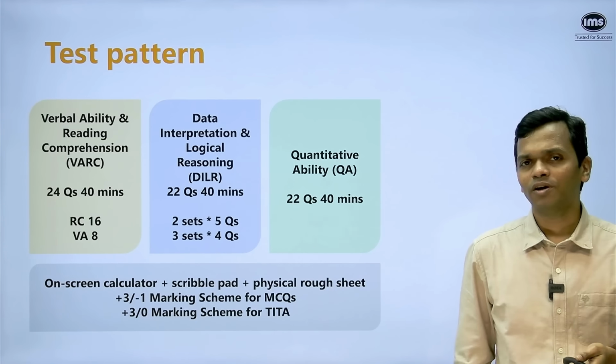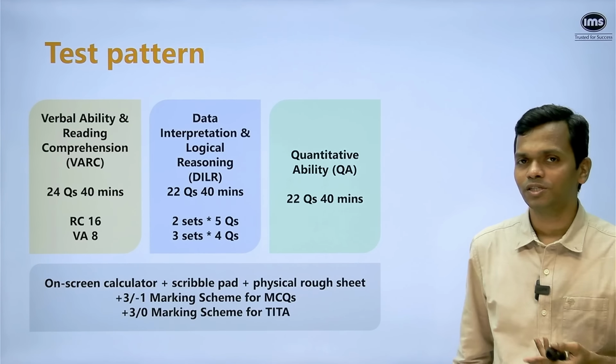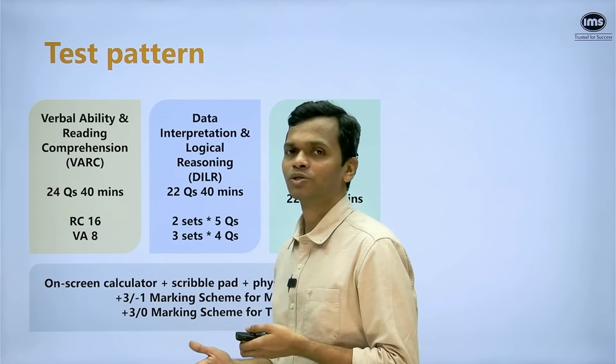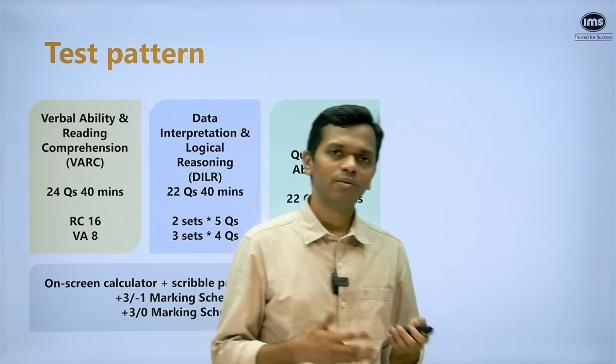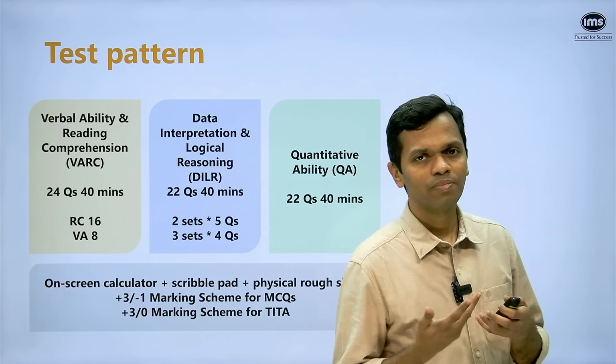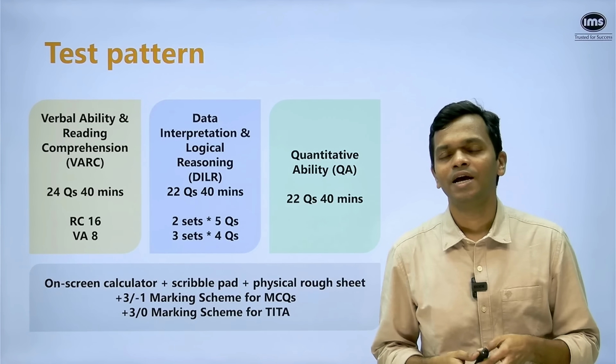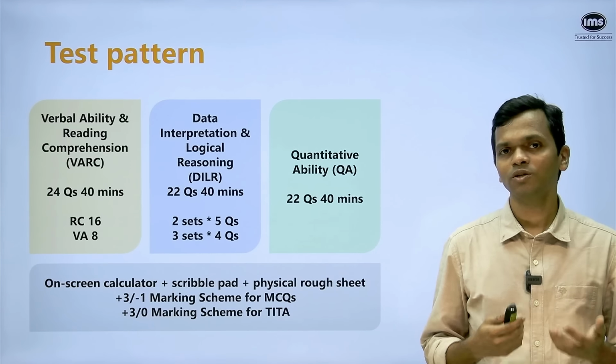Now, the marking scheme for CAT: there are two types of questions. First is the multiple choice questions, which is MCQs. MCQs have a negative marking. So +3 for getting a question right and -1 for getting the question wrong.